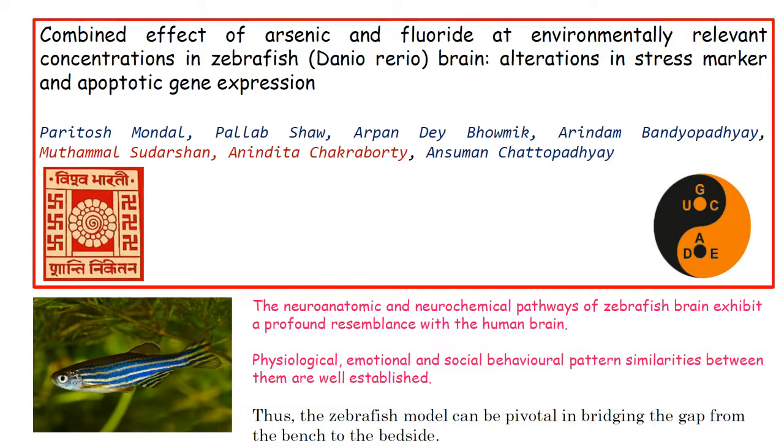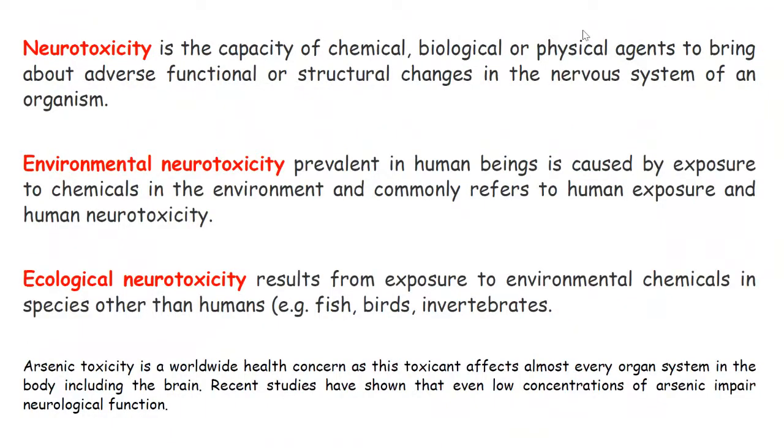So it was found, as I told you in my last few slides, that arsenic or any toxicity, we always talk of toxicity. Toxicity is some agents which are not supposed to be present. And some of the toxics cause neurotoxicity, that is, a change in the nervous system. Now this can be caused due to environment or due to exposure. So we talk of environmental neurotoxicity in human beings. We talk about ecological toxicity in birds and invertebrates. And I would like to understand this based on my study with this.